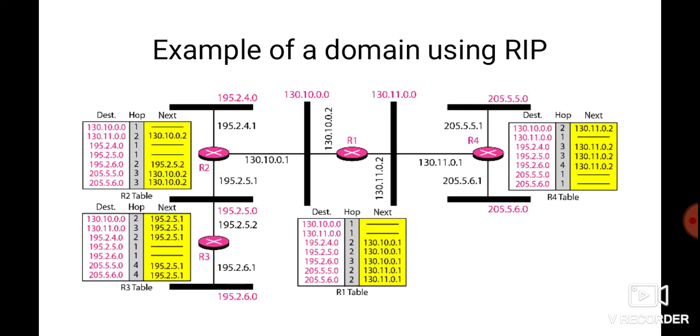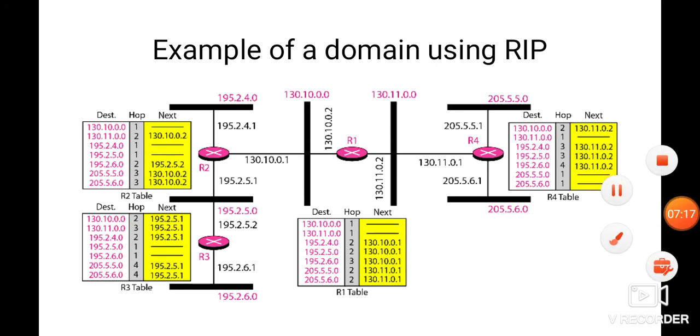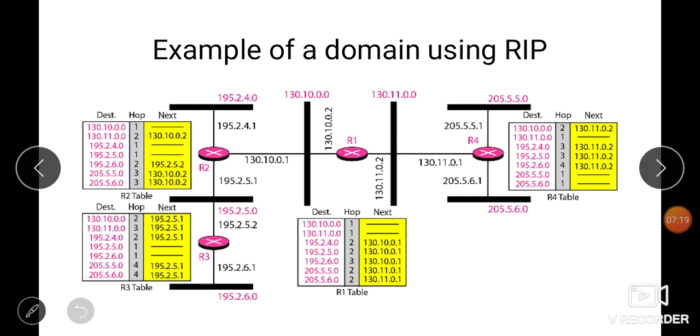So the number of hop counts will be 1 for these two networks. Okay, it is directly connected, so it is 1 and 1, which means that there is no next hop entry for these two networks because they are directly connected. So next hop is required only when it is an intermediate node. If it is the destination node, then there is no requirement of next hop.